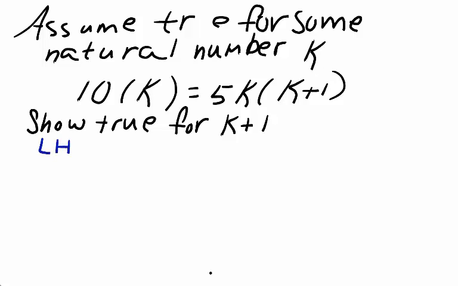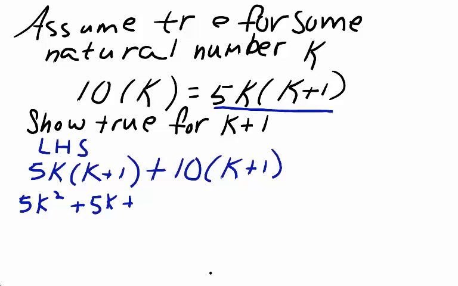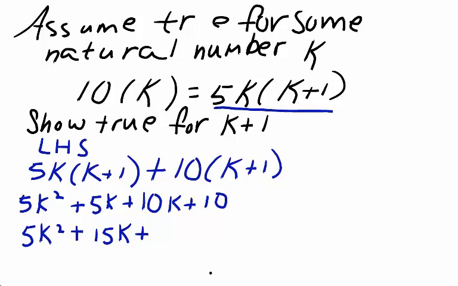For the left-hand side of the equation, we're going to start by taking 5k times k plus 1 and writing it as is, plus our 10k, which we write as 10 times k plus 1. This represents the left-hand side of our equation. So we'll go ahead, distribute, and simplify our terms so that we have 5k squared plus 5k plus 10k plus 10, which becomes 5k squared plus 15k plus 10.